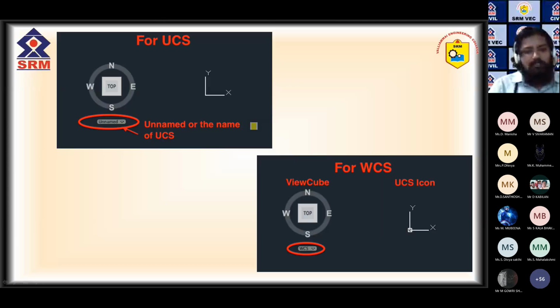And then for UCS, WCS, there are two systems. Okay, WCS is the world coordinate system, and this is the user coordinate system. So here you can specify x and y according to your wish. Whereas the WCS system is the world coordinate system, where it is universal.